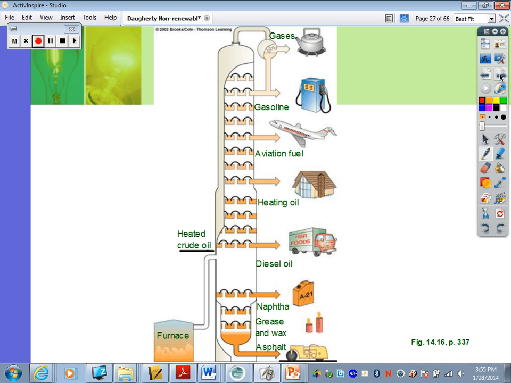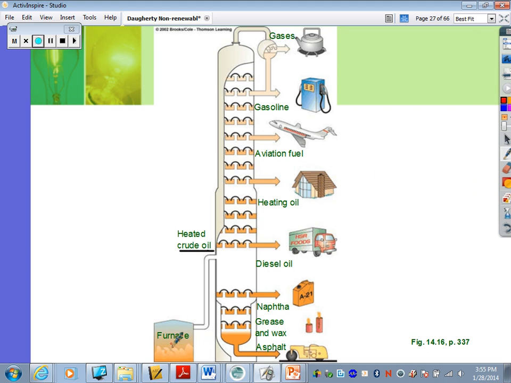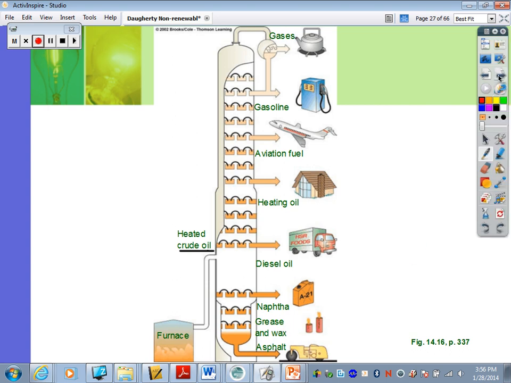Okay, and then here's another diagram showing that when we get that crude oil, we're going to heat it up, and based on the temperature that it boils at, we can make lots of different things. So we can make different types of gases. We can make gasoline that we're familiar with that you use to fuel your car. We can make aviation fuel, airplane fuel. We can make heating oil for homes and buildings. We can make diesel oil, again, another transportation oil. Naphtha. We can make grease and wax. We can make asphalt. Those are some other products that come from oil.